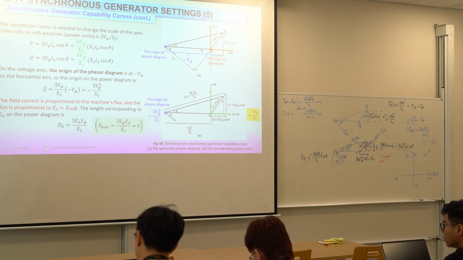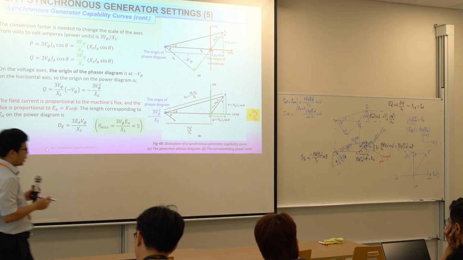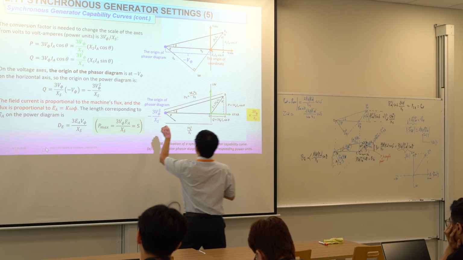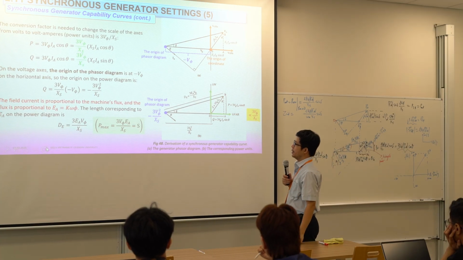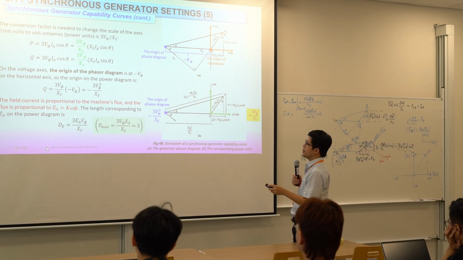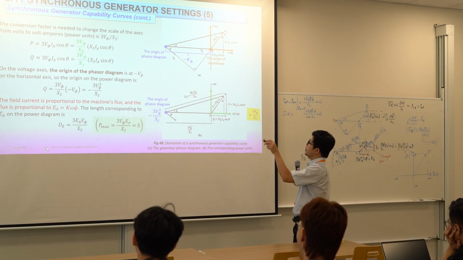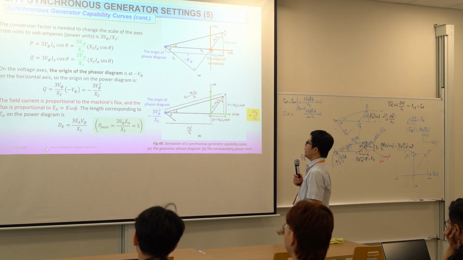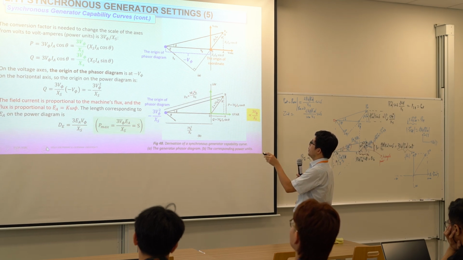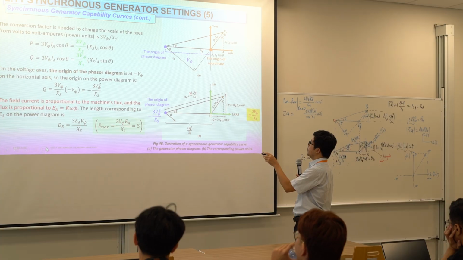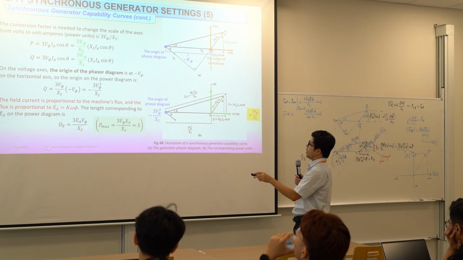Again, the origin on the power diagram is here. This is the origin, so to get the point of minus 3V phase squared over xs, now we have this segment. This segment we call DE. The DE is the length corresponding to EA on the power diagram. This is the phasor diagram, this is the power diagram, and we have the radius of the circle. The radius of this circle, DE, is 3V phase EA over XS.